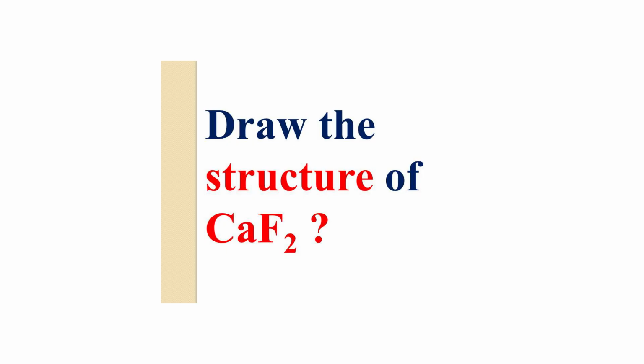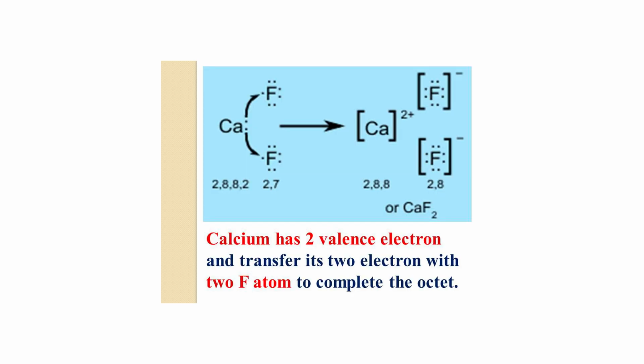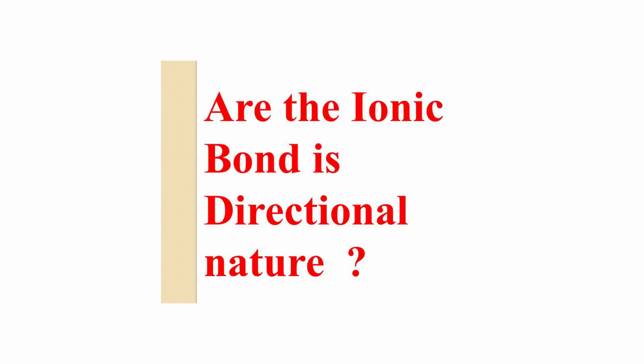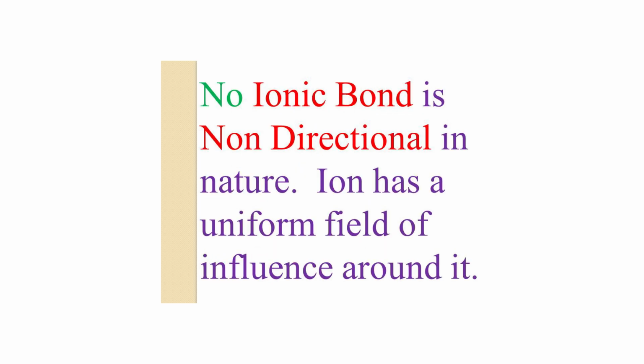Students, can you draw the structure of calcium fluoride? See the slide. Calcium, which is the group? Group 2. That is, calcium has valence electron 2. It transfers its electrons to 2 fluorine atoms. Then fluorine requires one more electron to complete its octet. See the slide, the structure of calcium fluoride. Again, is the ionic bond directional in nature? No, ionic bond is non-directional in nature.